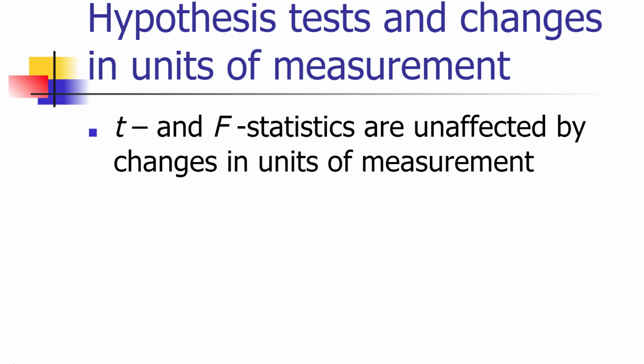One thing we should note, though, is that hypothesis tests are unaffected by changes in the units of measurement. The reason for this is that both the numerator and the denominator of t ratios and F statistics will be rescaled in the same proportions. As a result, the t ratios and F statistics will remain exactly the same.